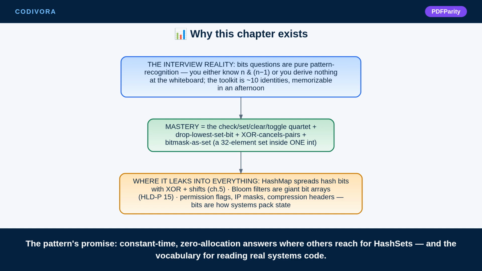Next, where it leaks into everything. HashMap spreads hash bits with XOR plus shifts, CH5. Bloom filters are giant bit arrays, HLDP15. Permission flags, IP masks, compression headers. Bits are how systems pack state. Trace the arrows on screen slowly. That single picture is the whole idea in one glance.